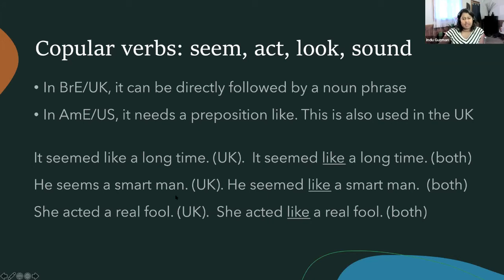He seems a smart man. He seems like a smart man. He seemed like a smart man. She acted a real fool. She acted like a real fool. So depending on where you are, it may sound familiar.